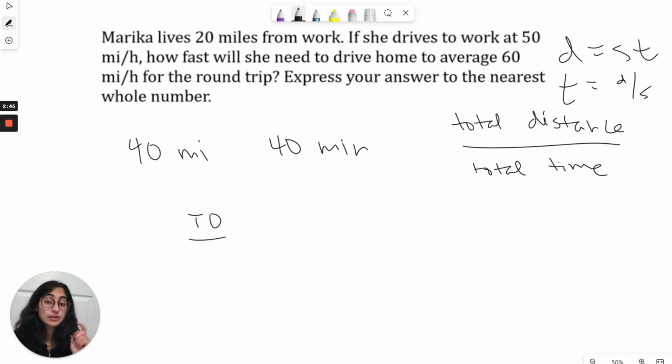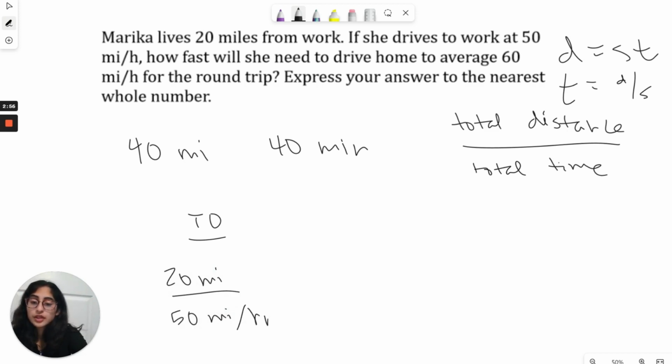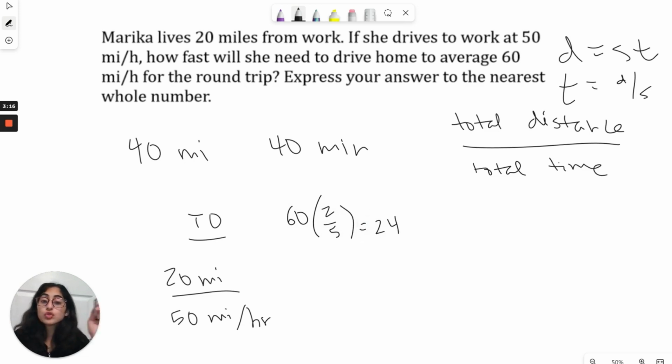So to figure out the time it took Marika to go there, we just have to take the distance it took to go there, which is 20 miles, divided by the speed, which is 50 miles per hour. And so this will just become 2/5 hours, right? So that means it took 2/5 of an hour to go there. And so how long is that? Well, 2/5 of an hour is equal to 60 minutes times 2/5, which is equal to 24. So it took 24 minutes to go there.